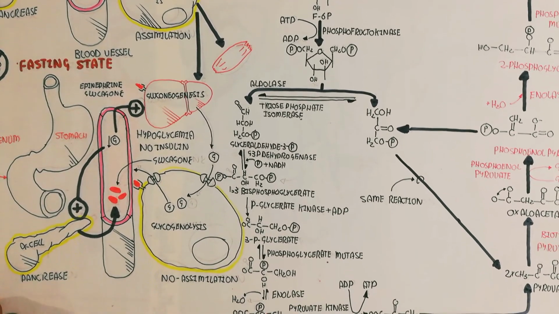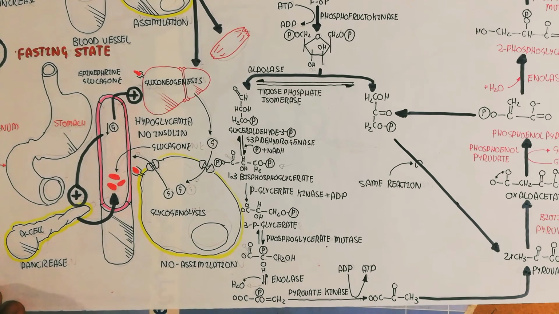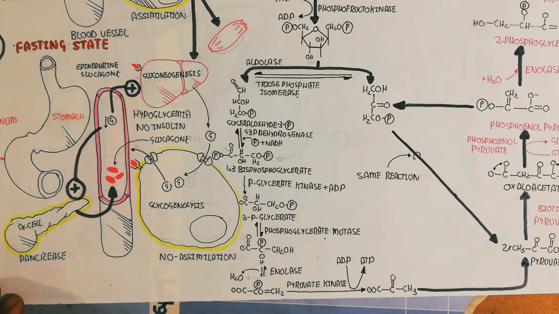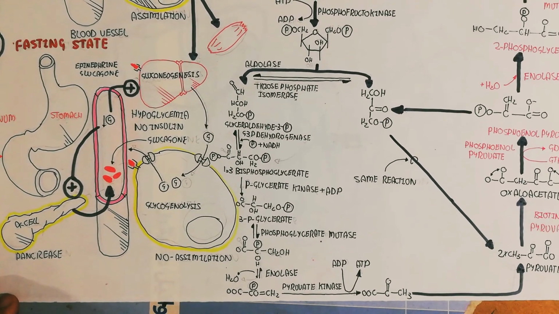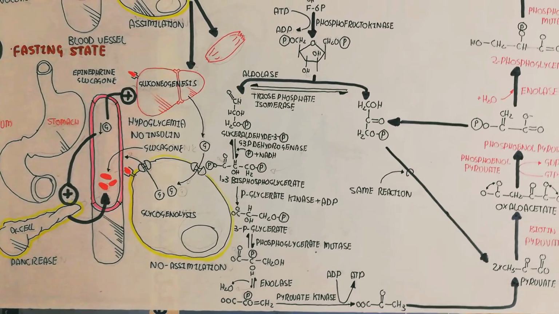So you can imagine that glycolysis is the breakdown, the catabolism, while gluconeogenesis is the anabolism. During the fasted state, the anabolism will occur for the normal glucose level.